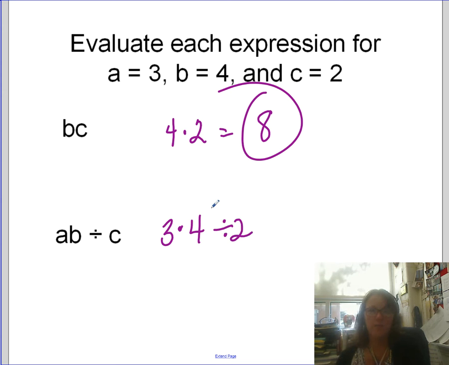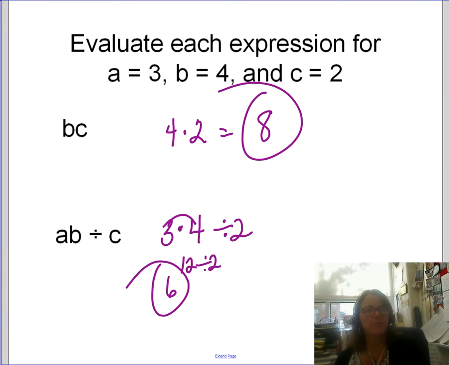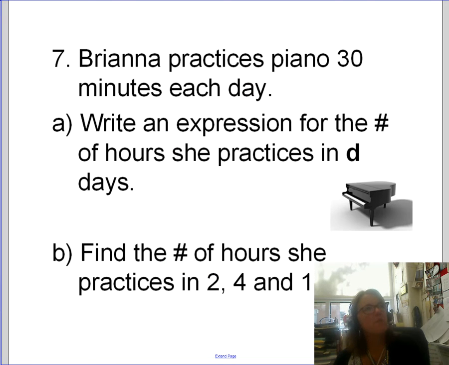Well, here's your order of operations being put to the test. Go left to right because there's no parentheses or exponents. 3 times 4 is 12. 12 divided by 2 is 6. Boom. All right, let's look at a few more.